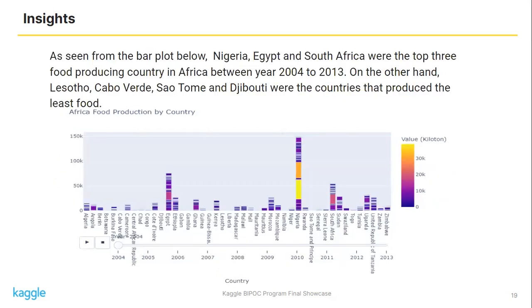As seen from the visuals below, Nigeria, Egypt, and South Africa were the top 3 food producing countries in Africa between the year 2004 to 2013. On the other hand, Lesotho, Gabon, Verdun, Sao Tome and Djibouti were the countries that produced the least food.